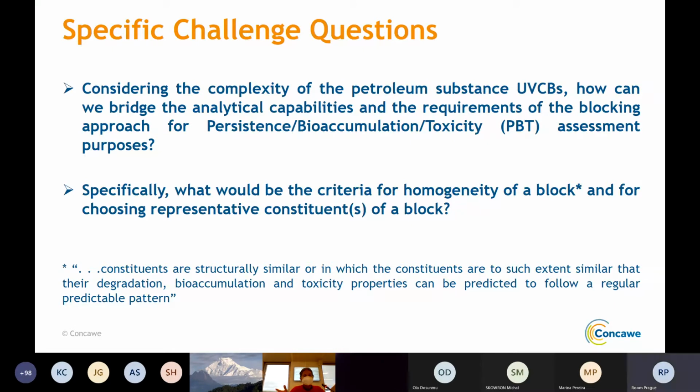So always in this presentation, we will be talking through a PBT lens. So specifically, what would be the criteria for homogeneity of a block? So just recalling from the previous slide where constituents are structurally similar, etc. And once we've decided that this is what a block is going to be, how do we choose what would be a good representative constituent of that block?